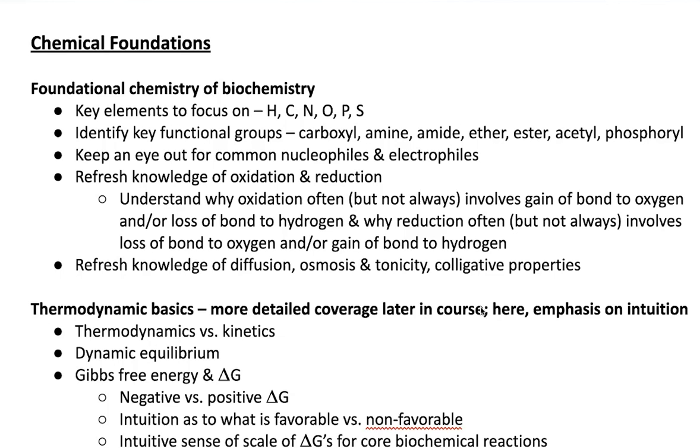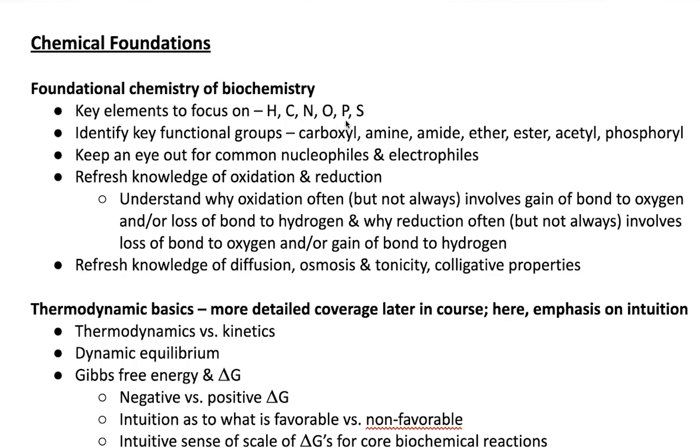Some of these are going to be things like redox. We'll talk more about that a lot. And nucleophiles and electrophiles, those are really important to focus on. You're not going to deal with most of the elements of the periodic table, thankfully, in biochemistry. You don't have to worry about a lot of them, but the key elements you'll want to focus on are hydrogen, carbon, nitrogen, oxygen, phosphorus, and sulfur.